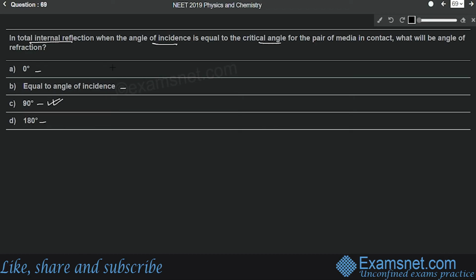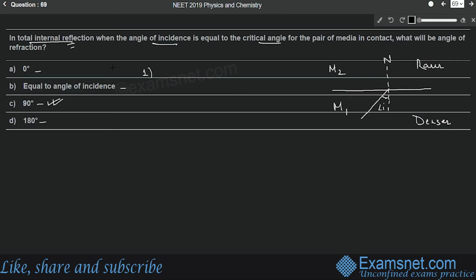Okay, so we have two media here, medium 1 and medium 2. This is the surface and this is the normal to the surface, right? Now we know that in case of total internal reflection, the first medium is always a denser medium and the other medium is a rarer medium, right? Now when a ray of light strikes the surface making an angle with the normal, this is known as angle of incidence, right? So there are three situations possible here.